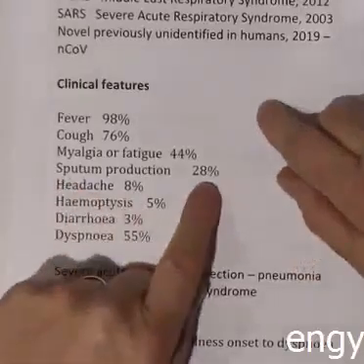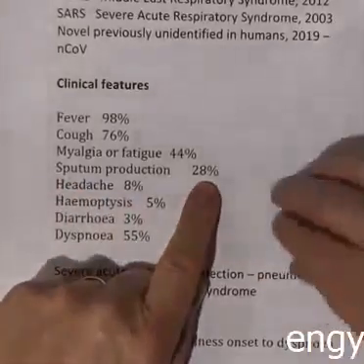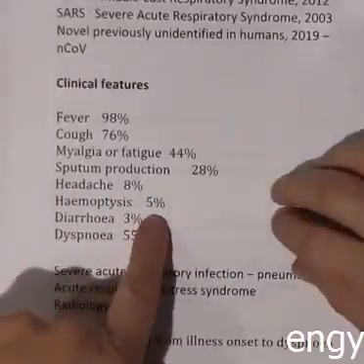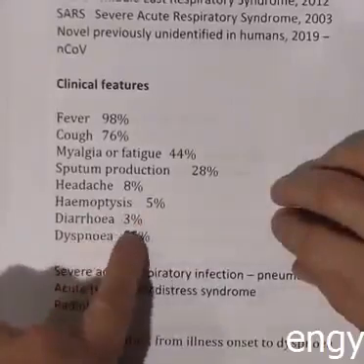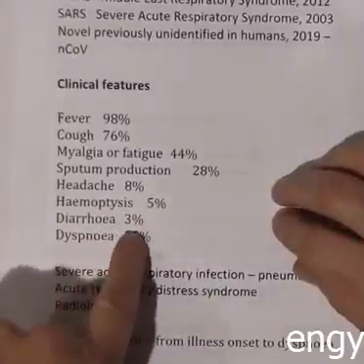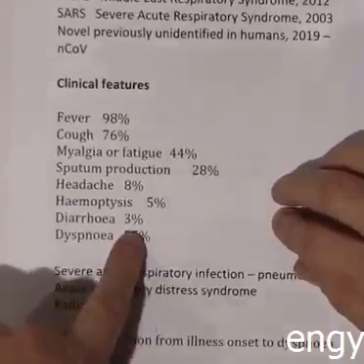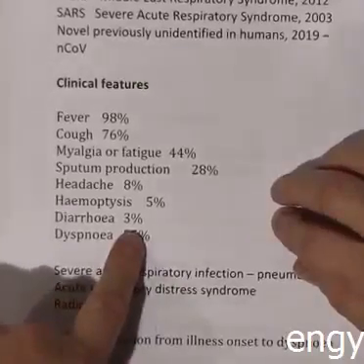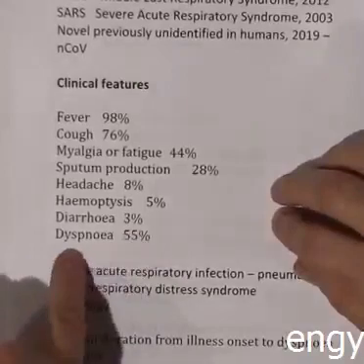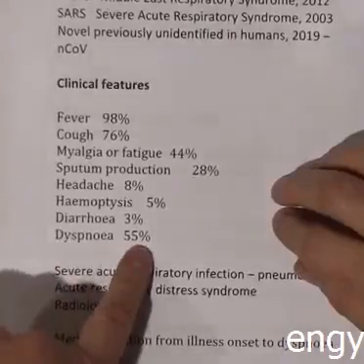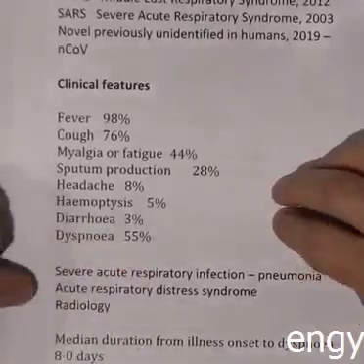28% produced sputum, as you might expect with a respiratory virus. 8% had a headache. 5% had hemoptysis, coughing up blood. Now 3% had diarrhea, which is interesting. So this virus seems to affect primarily the respiratory system, but also the gastrointestinal system, which is interesting. And 55% developed dyspnea, difficulty in breathing, shortness of breath.